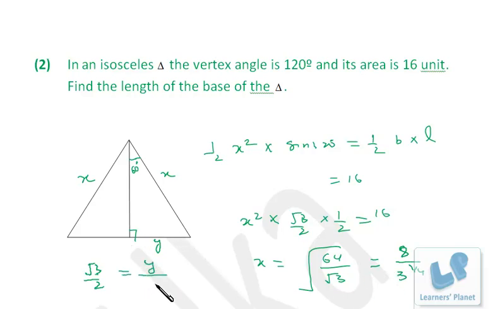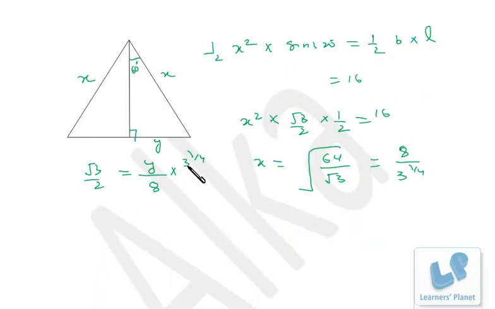So sine 60 degrees is equal to y by x, right? And x is what? 8 by 3 raised to 1 by 4, right? So y will be double of that because this is the half length and we have to calculate the full length. So precisely we have to calculate 2y. So 2y is equal to 8 root 3 upon 3 raised to 1 by 4, right? That will be the length of the base. Okay, I hope you are clear.